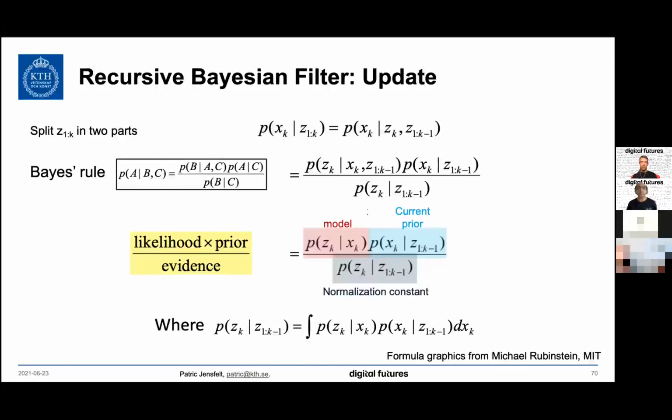If we use this rule here and plug in our distributions, we get this expression. And if we look at the pieces here, we see that we have our likelihood function, the function that tells us, given that we are in a certain state X, what is the likelihood of making a certain measurement Z. We have our current prior, which is the one that we made a prediction for. And then we have the normalization constant, which we can calculate using this integral down here. So this is another example of the use of Bayes' rule in the recursive Bayesian filter.